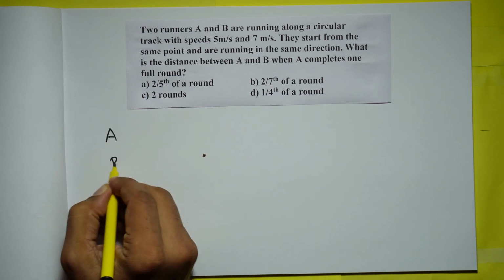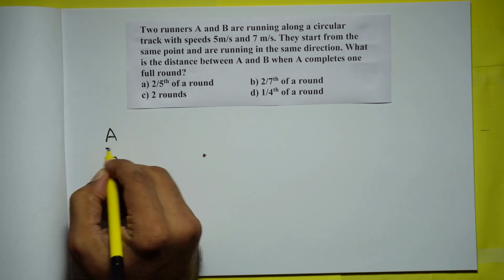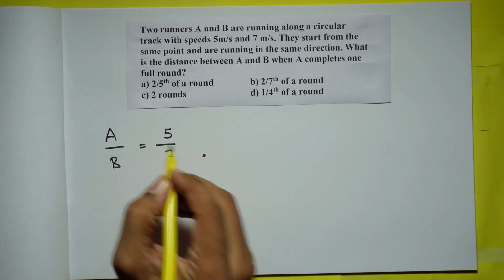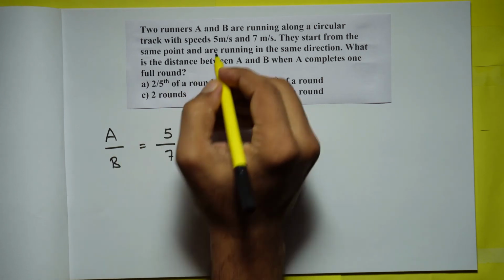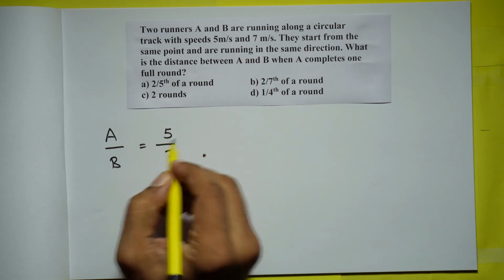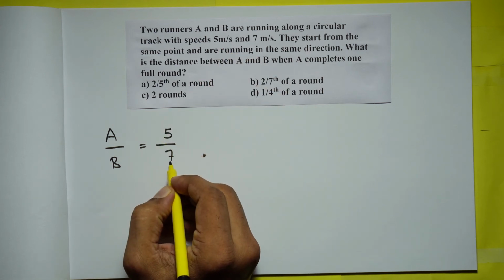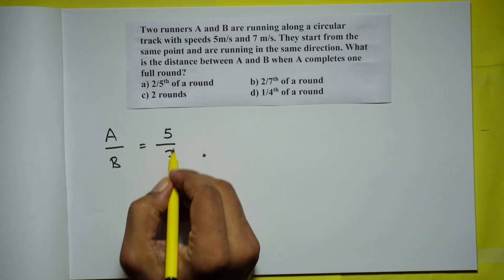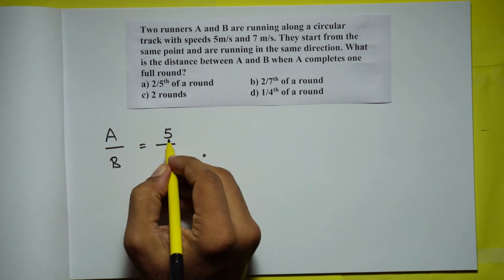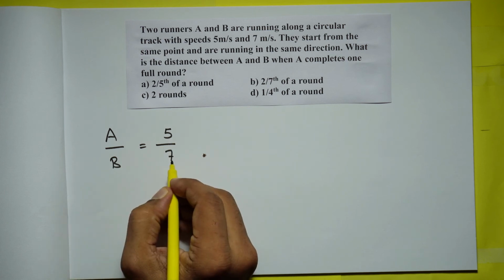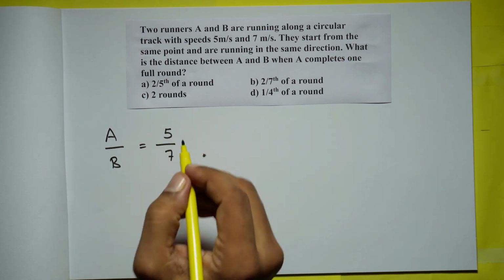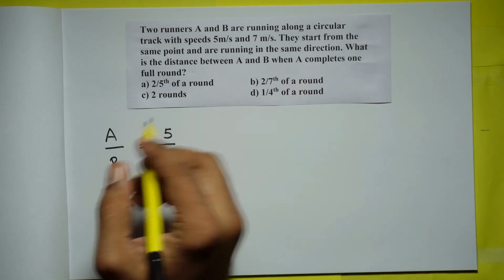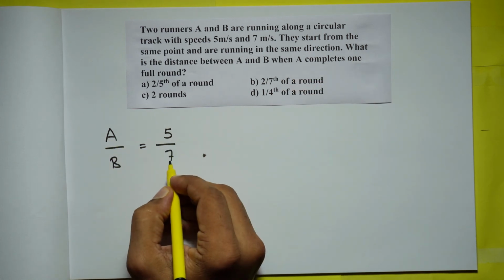So you have two runners A and B, and their speeds are 5 meters per second and 7 meters per second. So in 1 second, when A does 5 meters, B will do 7 meters. That ratio is always maintained. So when A does 5 meters, B will do 7 meters. When A does 5 rounds, B will do 7 rounds. Now we need to find out the distance between A and B when A does 1 round.